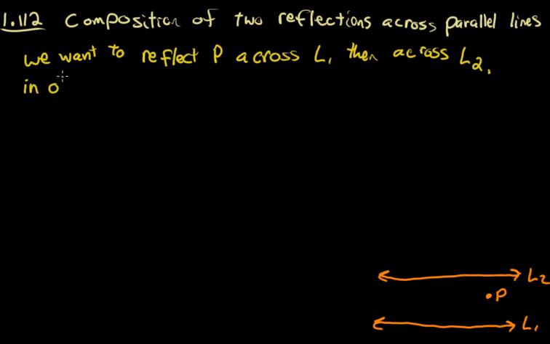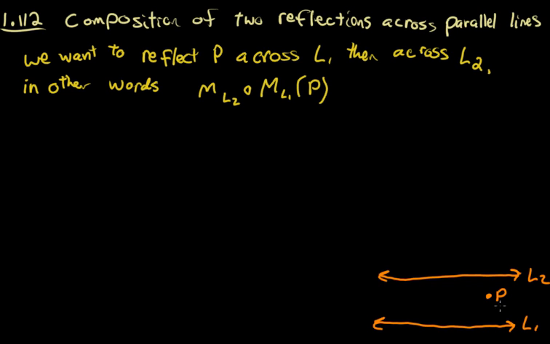In other words, and we're just going to write this mathematically, in other words, this is M of L sub 2. Now we use M for mirror and not R for reflection, because R for reflection could also refer to rotation, so that may get confusing. So this is what we want to do mathematically.